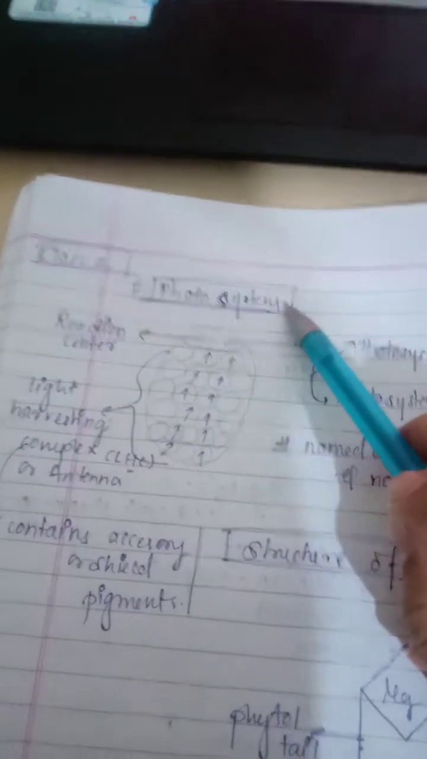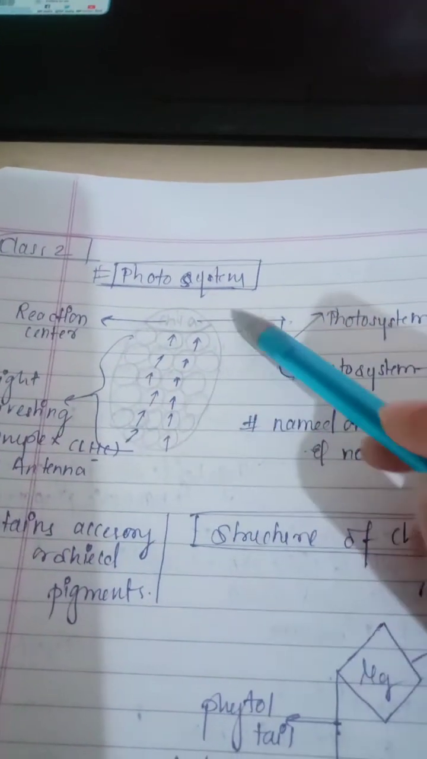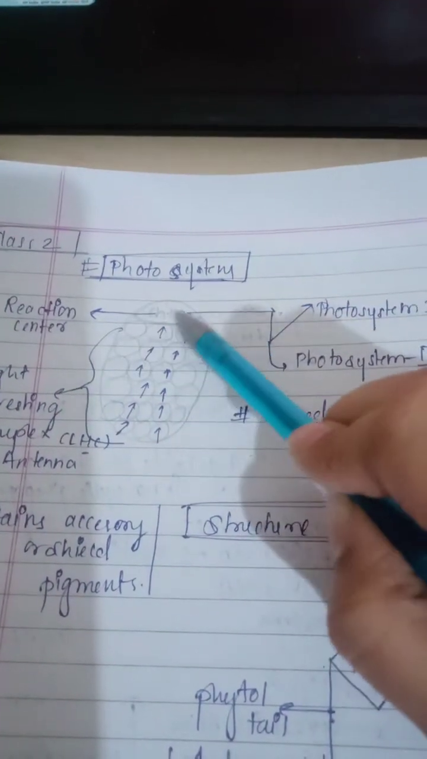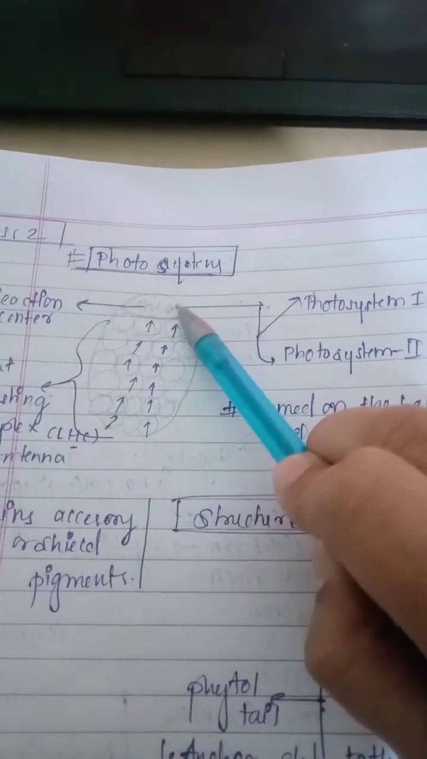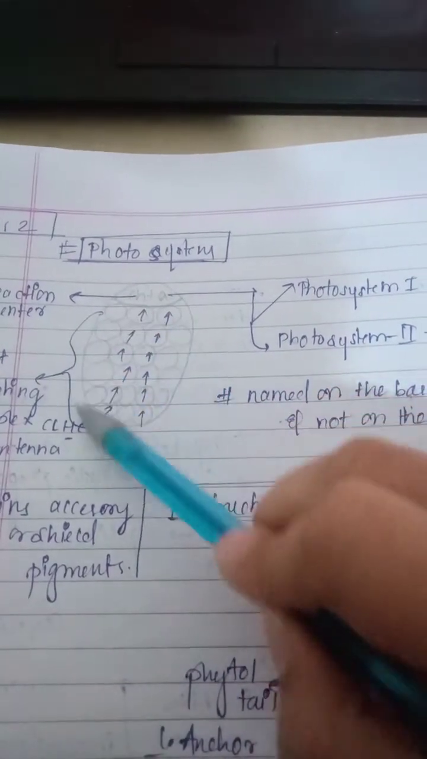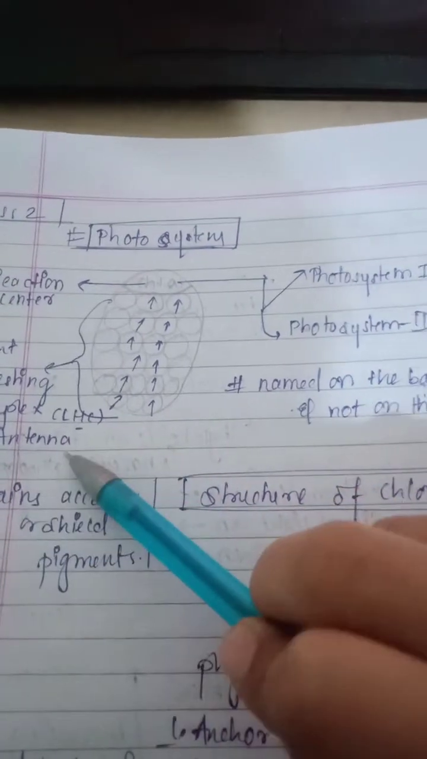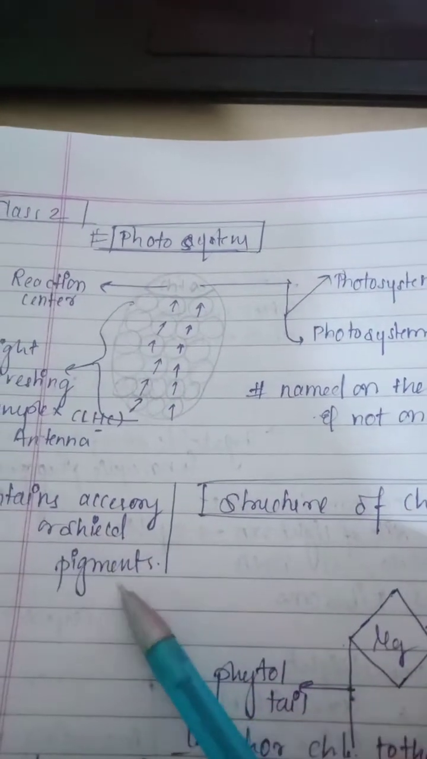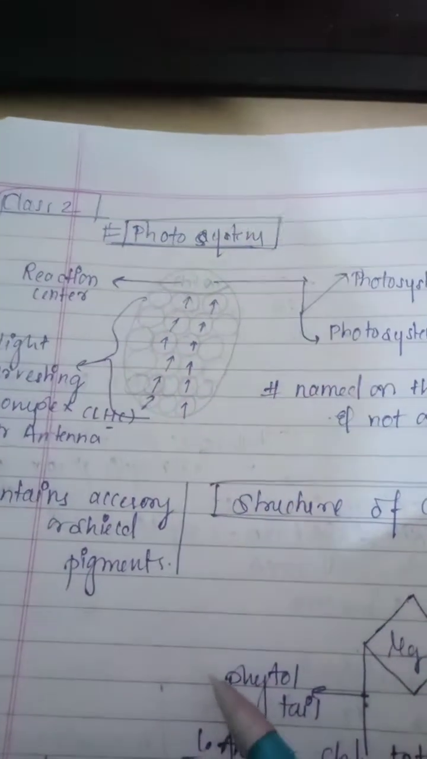Now photosystem. This is a complete photosystem. The topmost point contains chlorophyll, which is the reaction center, and the bottom part is the light harvesting complex or LHC, or antenna, which contains accessory or shield pigments: chlorophyll B, xanthophylls, and carotene.